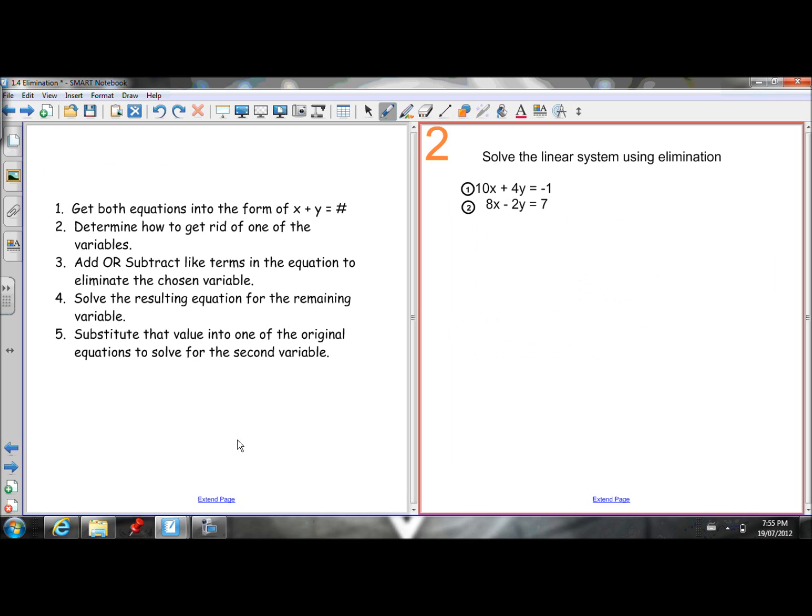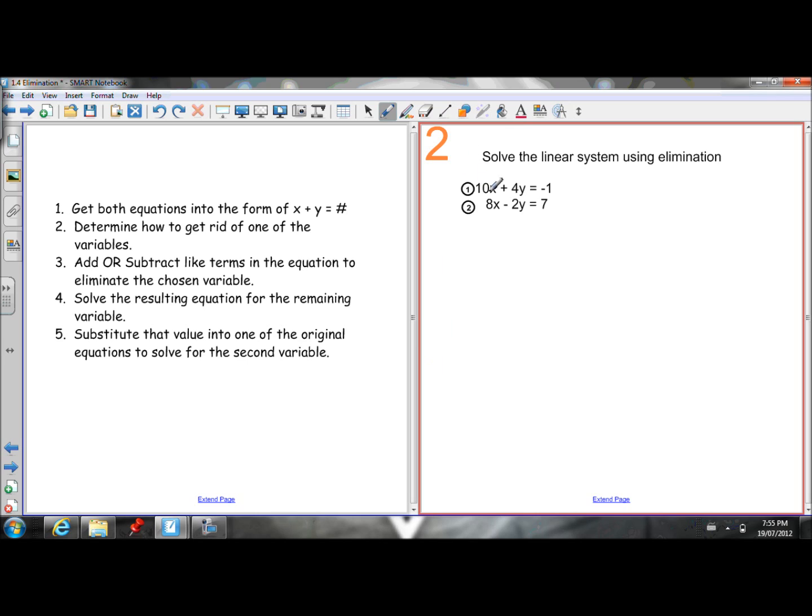Let's do the second example. So solve using elimination. If you look at this equation here, so first step, get both equations in the form x plus y equals a number. They both are x, y equals number, x, y equals number. They're in the right form.